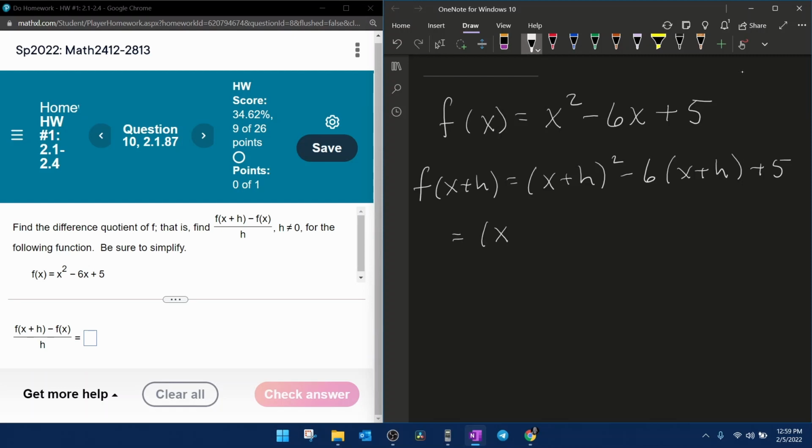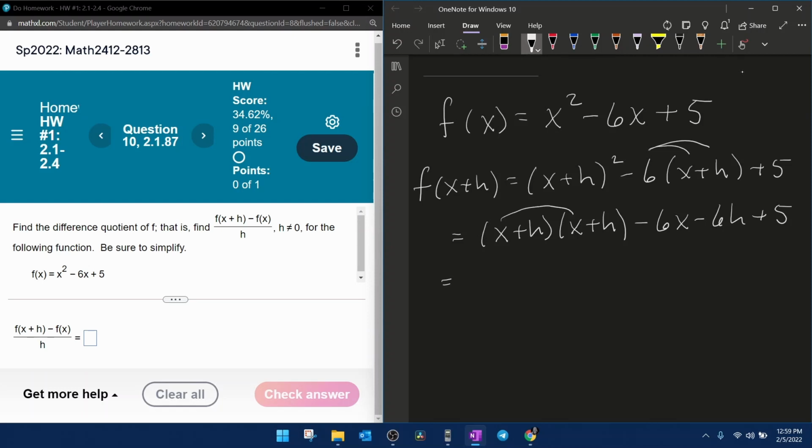So x plus h squared means we're going to have to multiply by itself. That's going to indicate the FOIL method. The negative 6 can go ahead and distribute. And the 5's going to come down. And now let's F it up.